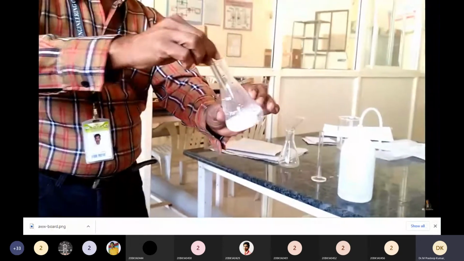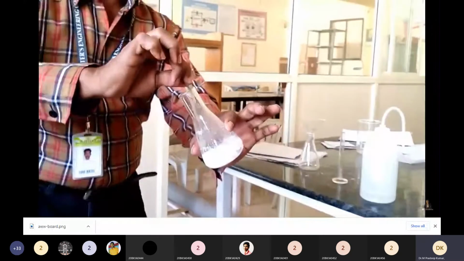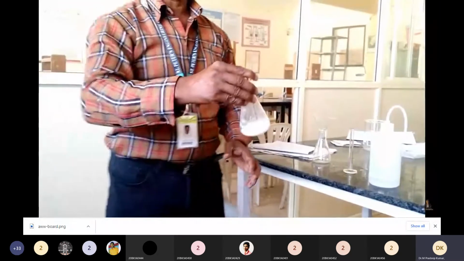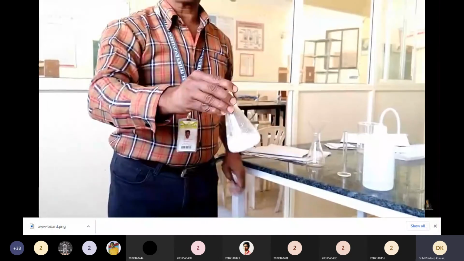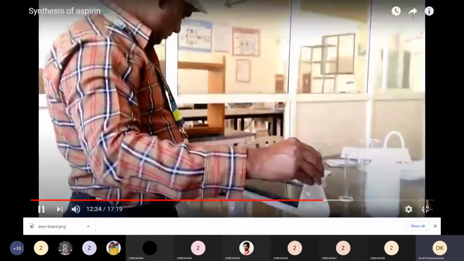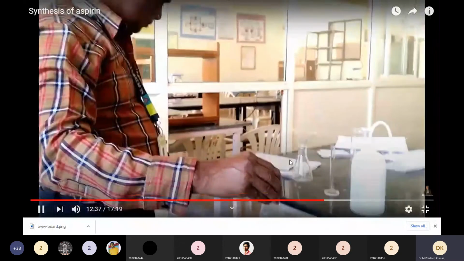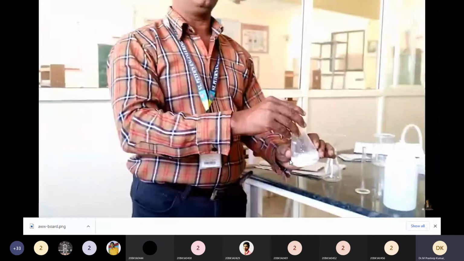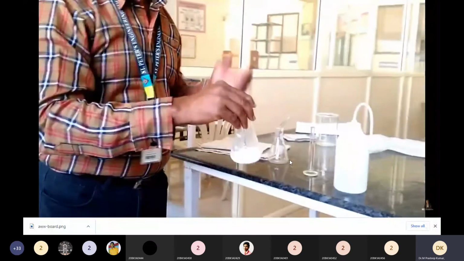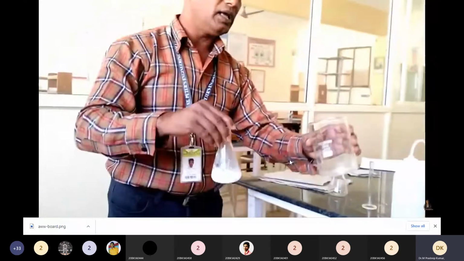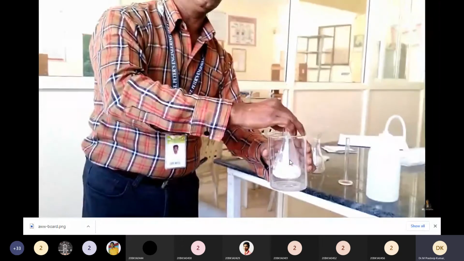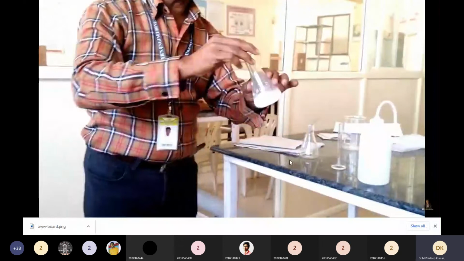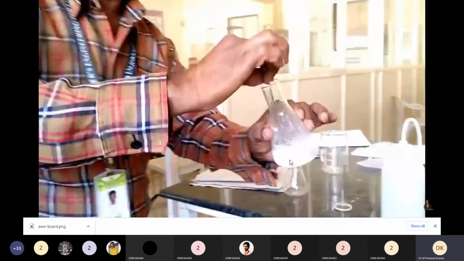Compound formation takes place. If the compound is not formed, what do we have to do? We have to chill this compound, that means keep it in an ice bath. You take ice in a big beaker and place it in that, if the compound is not formed. So now the compound formation is very good.